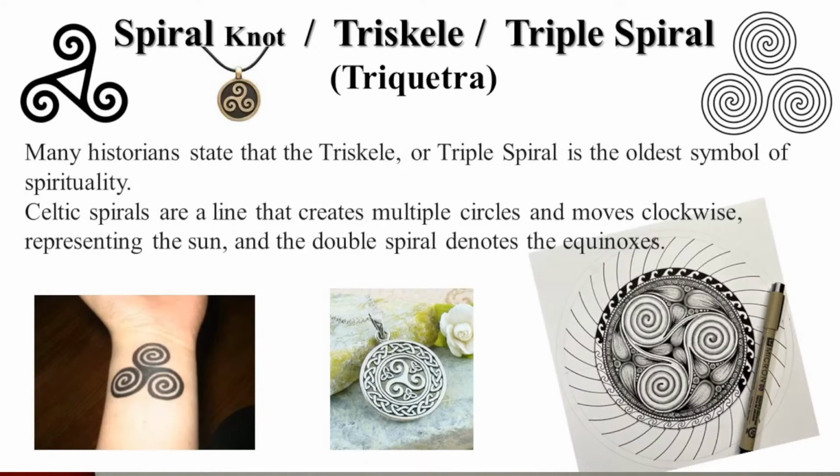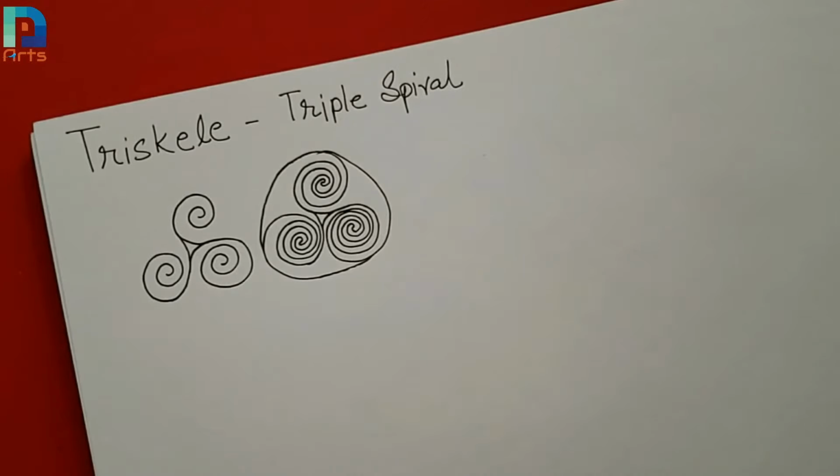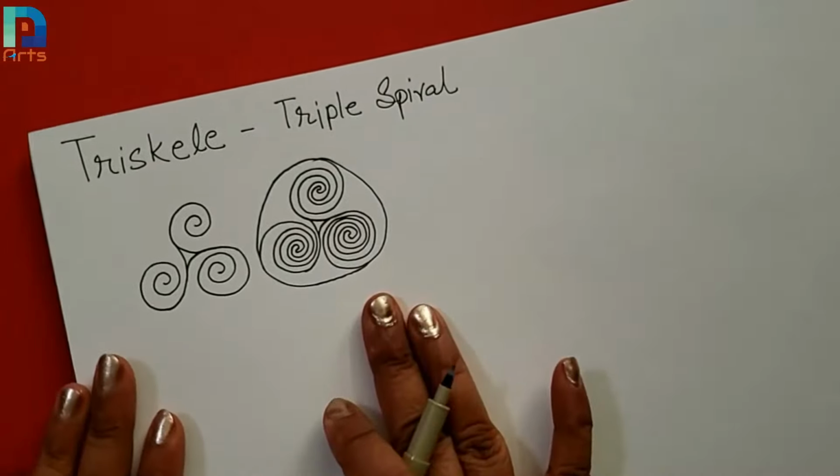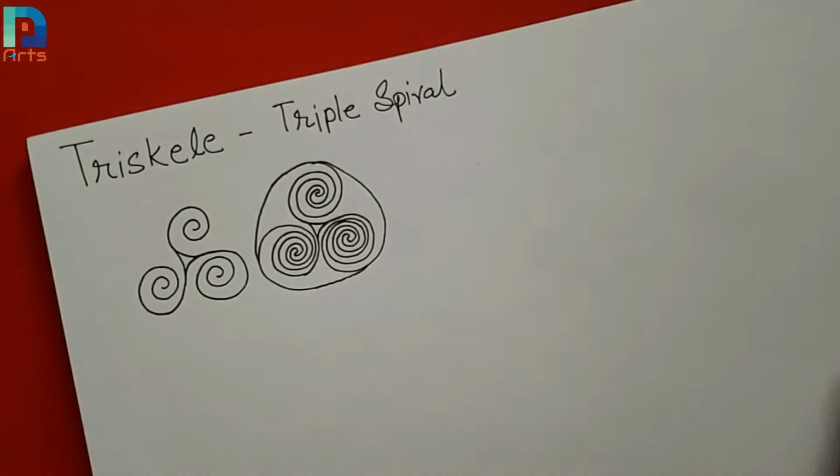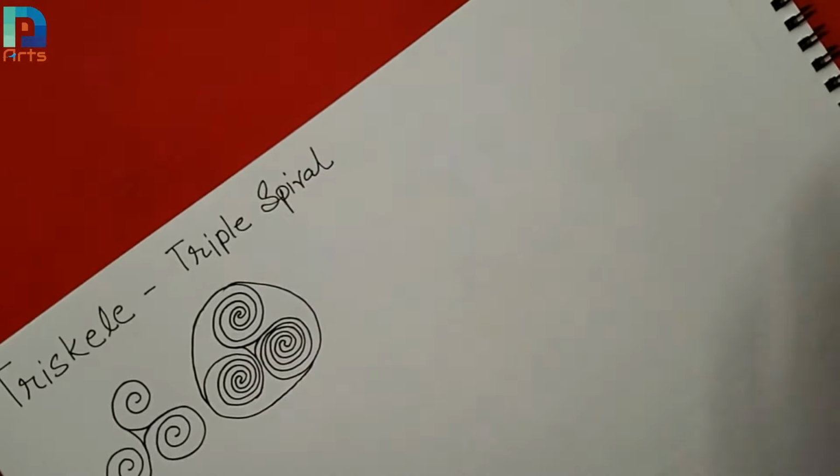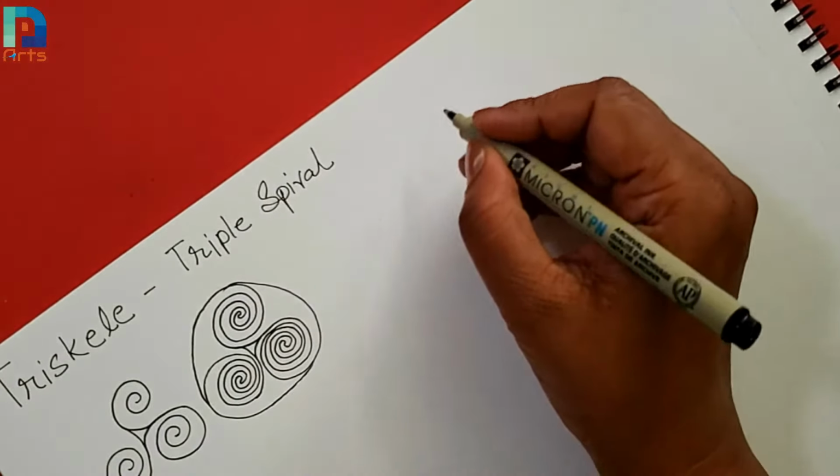This is the spiral knot, or the triquetra. This is called the oldest symbol of spirituality. It moves generally clockwise, or it can be anti-clockwise. You can find them in various ways. Again, you can get the tattoos or the jewelry, or you can draw them the way I'm drawing, either the single or the double. It's absolutely your choice. This is just the basic way of drawing. I'm not using any tool for that. So yeah, that's for the Triskele or the triple spiral.